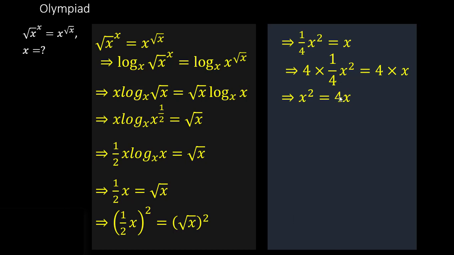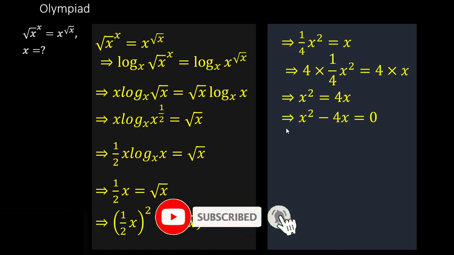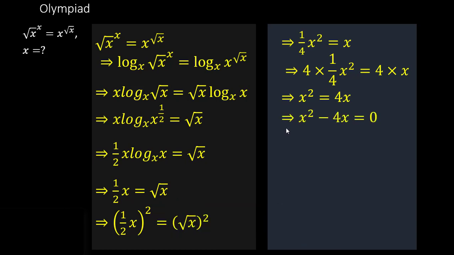Now we transpose the 4x to the left hand side, leaving us with the expression x squared minus 4x is equal to 0. Or better still, you subtract 4x from both sides, and this will give us the expression we have on the screen. The next thing is we factor out x. When you factor out x, you are going to have x open bracket x minus 4 close bracket is equal to 0. This is going to lead us to two possible solutions.